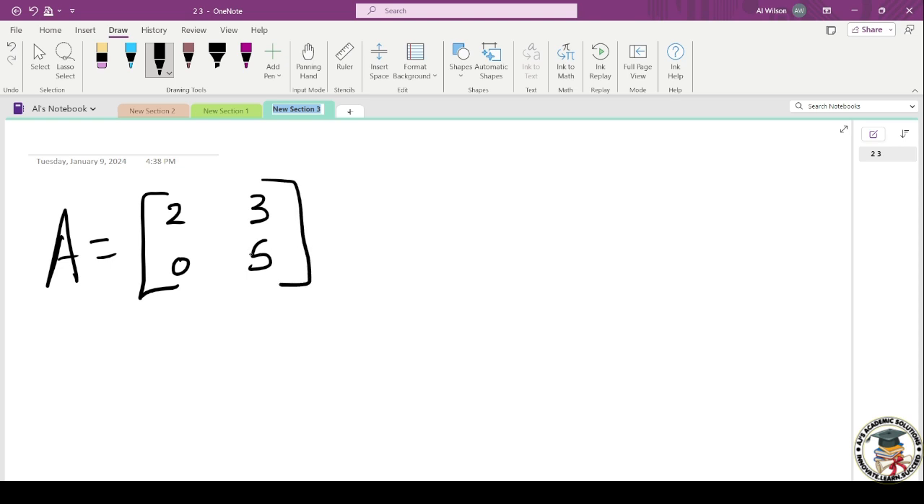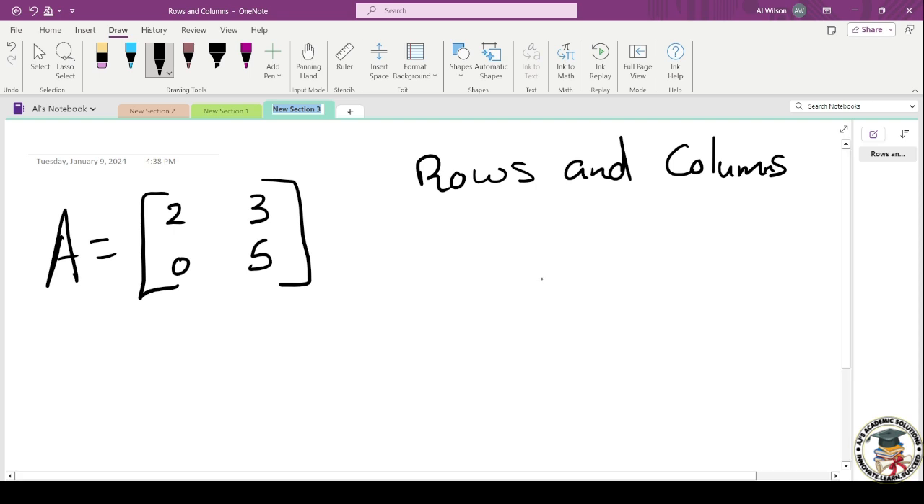One of the biggest things that you need to remember when it comes to matrices is that the order of a matrix is rows and columns. This is the most important thing for you to remember. Matrices: rows, columns, rows, columns. You need to just get that into your mind.